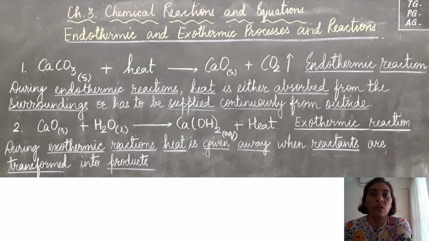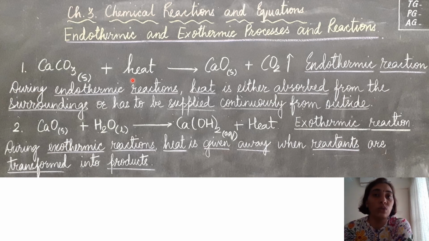Now let us see one example of endothermic and exothermic reactions. The first one, calcium carbonate, and heat we have written on the reactant side, and the product is calcium oxide and carbon dioxide gas. If you remember, we had done this as an example of decomposition reaction. The only difference was that we had written heat on the arrow. So here we are supplying this heat in order to convert the reactant into products. So heat is getting absorbed during this process by calcium carbonate to give you the desired products. When it is heated, heat is absorbed to break the bonds and finally get converted into products.